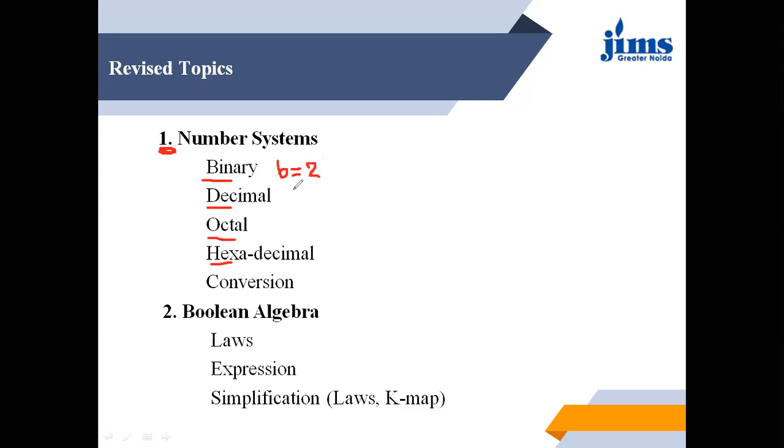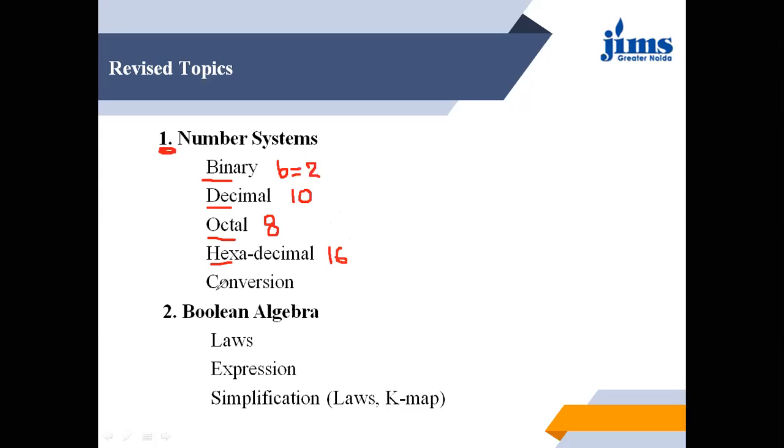In decimal, the base is 10, meaning it contains 10 numbers from 0 to 9. In octal, the base is 8, meaning it has 8 numbers from 0 to 7. And in hexadecimal, the base is 16, it contains numbers from 1 to 9, and after that A, B, C, D, that represent 10, 11, 12.